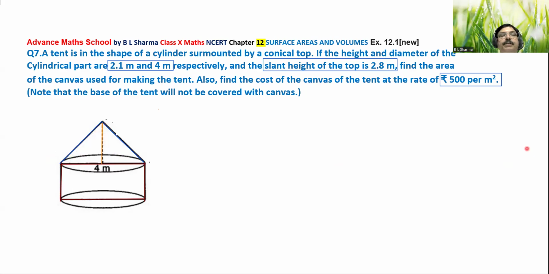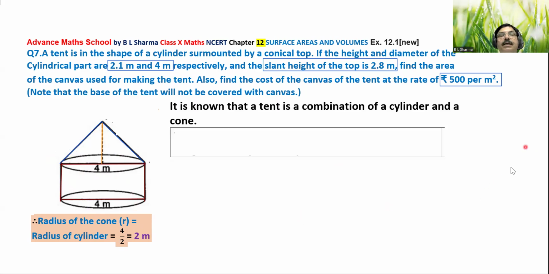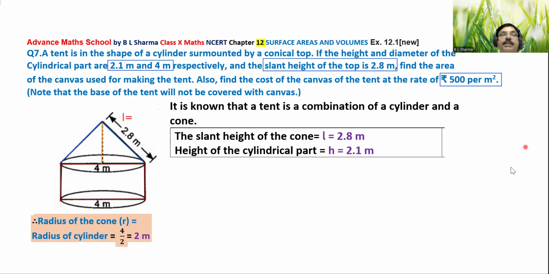What is given? Diameter is 4 meters. So it is known that a tent is a combination of a cylinder and a cone. Radius of the cone, that is r, that is diameter by 2, that is 2 meters. So radius of cone or radius of this cylinder, that is same, 2 meters. Now the slant height of the cone is also given, that is 2.8 meters. Height of the cylindrical part, ये cylindrical part देखिए, is given, that is 2.1 meter.